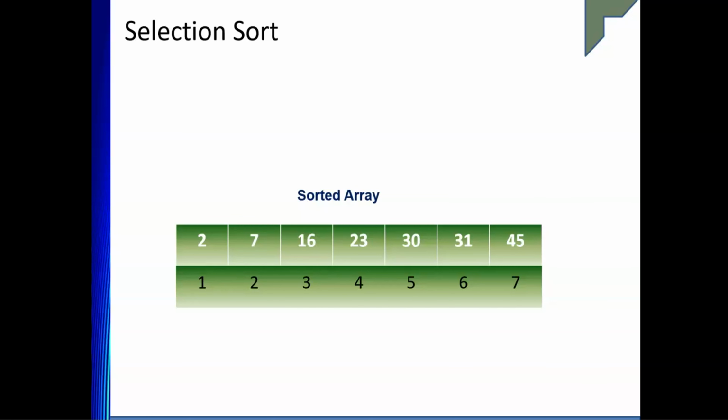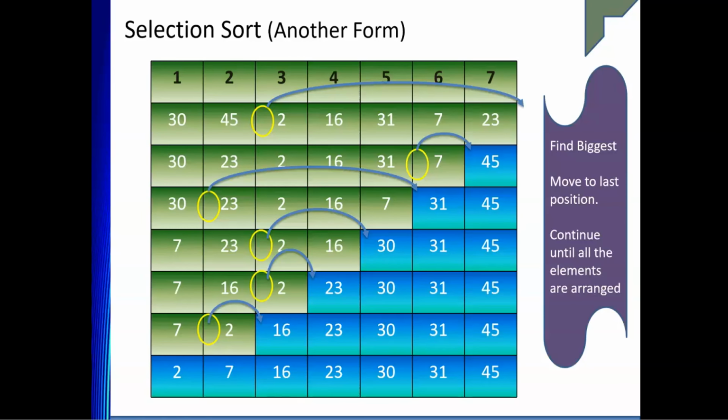If you want to do the descending order, you have to find the maximum, right? So if you see here, that's how the entire thing we have done. Another thing is to find the biggest and move it to the last. Another way we can do it is to find the biggest element, like we are finding the 45 and placing it at the end.